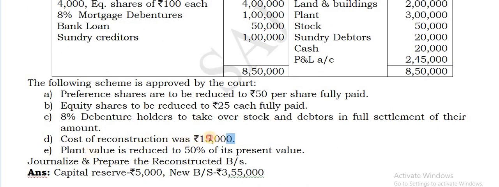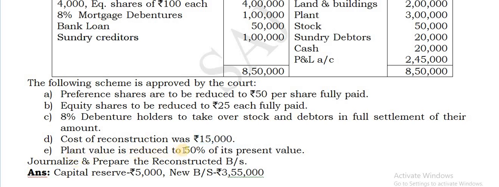Cost of reconstruction was 15,000. In the previous problem we have seen how to treat this. Two entries come for this: one for actual incurring. Reconstruction expenses account debit, give a credit to cash account, that is one entry. Then you transfer that reconstruction expenses to the capital reduction account: capital reduction account debit, give a credit to reconstruction expenses account. Just as we did in the previous problem, it comes in two places.